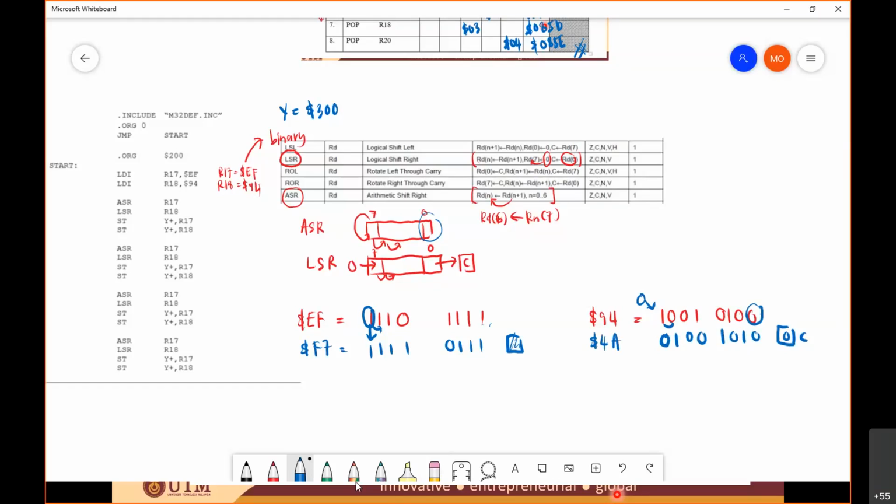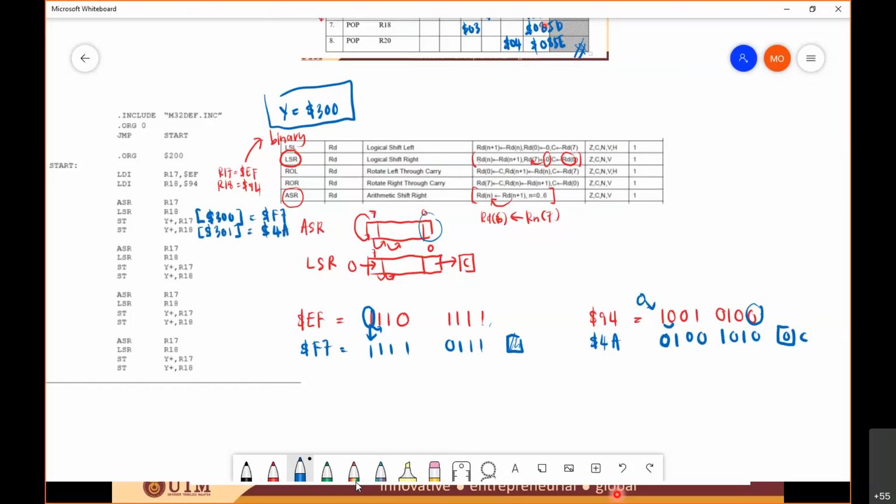Okay, next, what are you going to do? Store this value here to the address pointed by Y. So address 300, you will store F7, and then Y plus, yeah. So the Y will increase by 1. Okay, so now at address 301 you will store what? 4A.